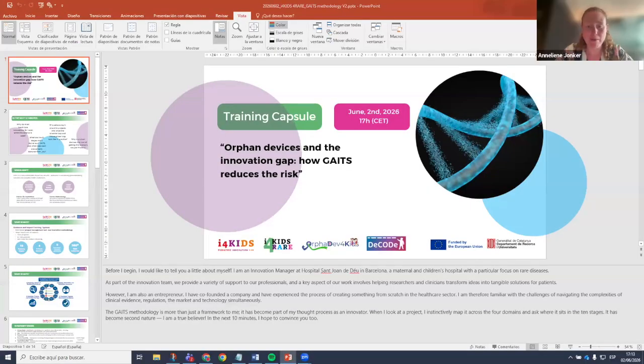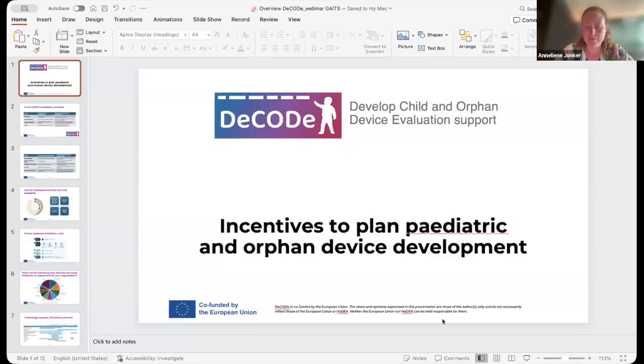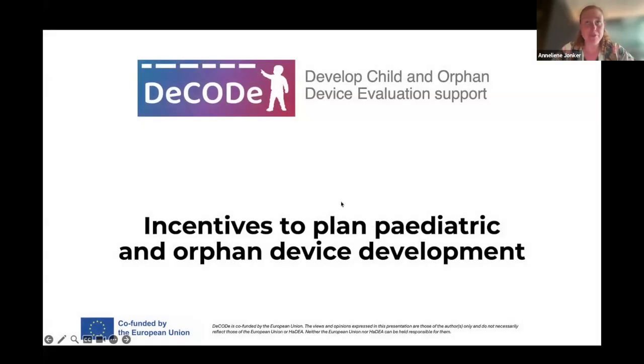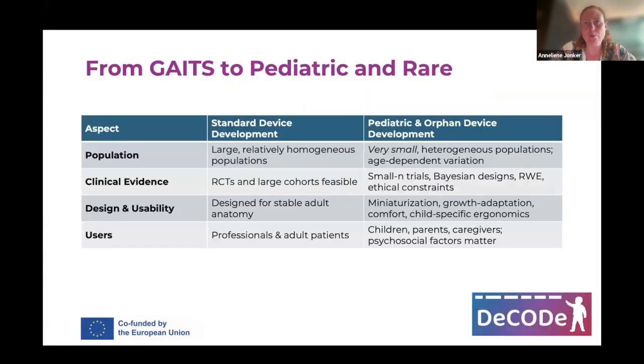So thank you, Sofia. Happy to take over and walk you through what is possible to do with the GAITS framework. Let me, for that purpose, put my slides in presenter mode. Where Sofia just ended, I'm happy to take over. The GAITS framework is a fantastic framework to really plan out your pediatric and rare diseases device development, or orphan device development. Having said that, there are some additional challenges that Sofia just pointed out.